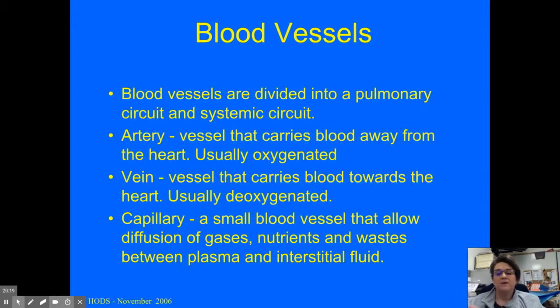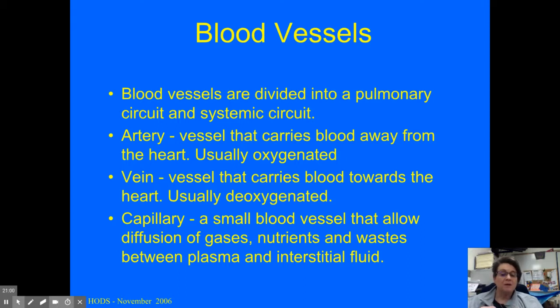Okay, so blood vessels. We have arteries and veins. Blood vessels are divided into the pulmonary circuit and the systemic circuit. Arteries are vessels that carry blood away from the heart, and it is usually oxygenated. The only artery that does not contain oxygenated blood in the body is the pulmonary artery. Veins carry deoxygenated blood back towards the heart. So arteries carry blood away from the heart, and veins carry blood towards the heart. Arteries carry oxygenated blood with the exception of the pulmonary artery, and veins carry deoxygenated blood except for the pulmonary vein.